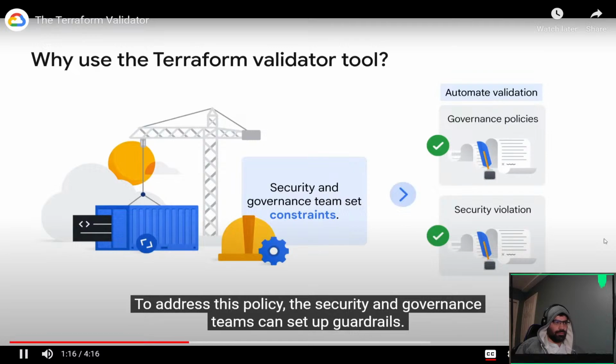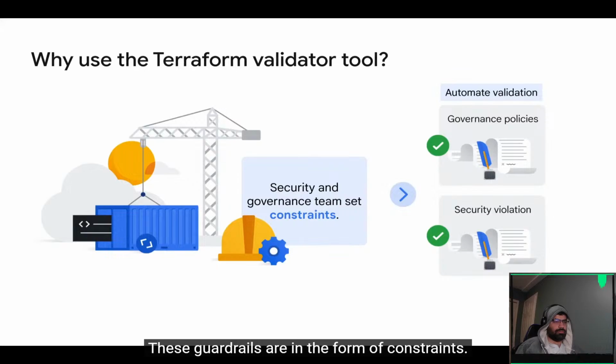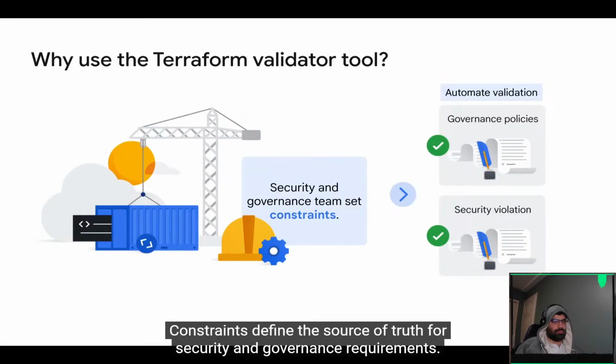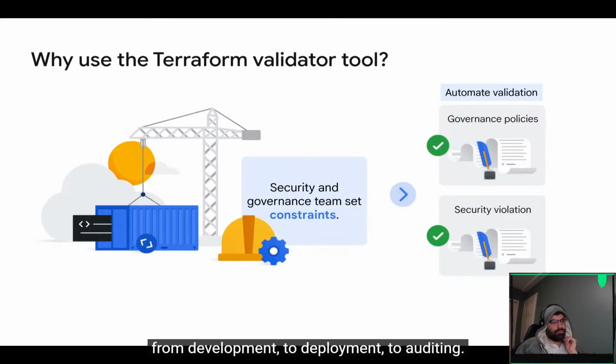To address this policy, the security and governance teams can set up guardrails. These guardrails are in the form of constraints. Constraints define the source of truth for security and governance requirements. Constraints must be compatible with tools across every stage of the application lifecycle, from development to deployment to auditing.